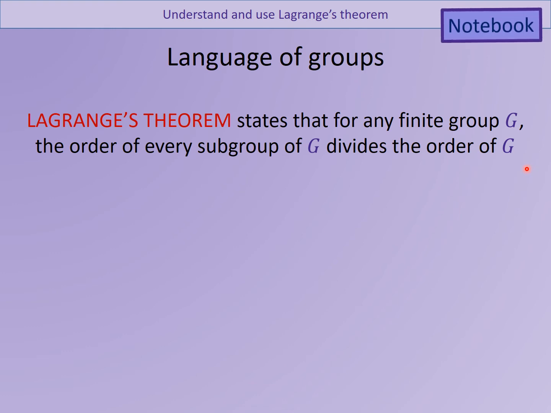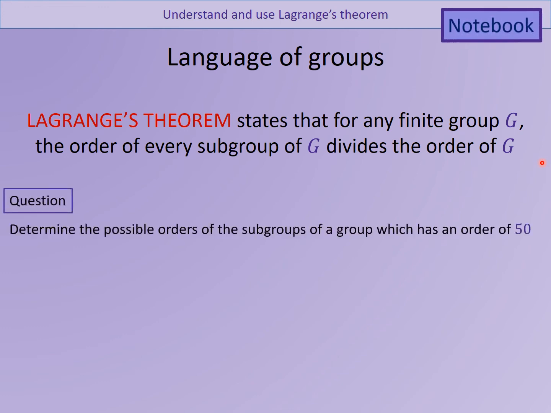And this is a nice way to spot whether a subgroup works or doesn't. We could have spotted earlier on that {0, 1, 2, 3, 4} didn't fit within {0, 1, 2, 3, 4, 5, 6} because it was not going to be dividing into it nicely. We showed it a different way. We showed it failed an axiom, but you can show it using Lagrange's theorem. So let's have a look at an example.